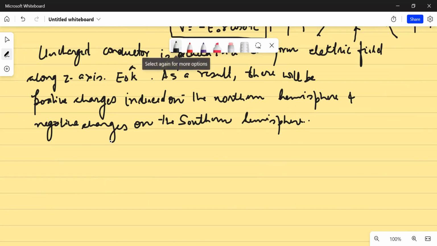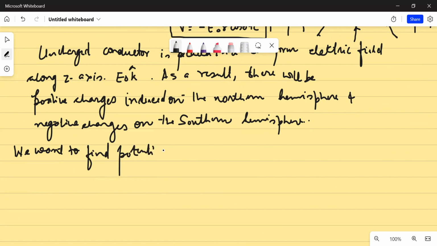Now, what do we want to find? We want to find the potential in general anywhere outside the sphere, in the region outside the sphere.